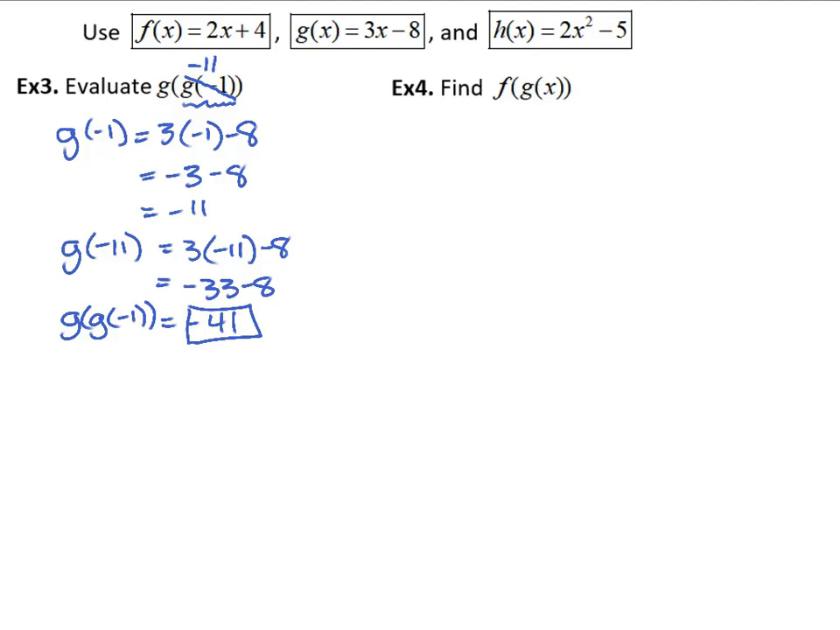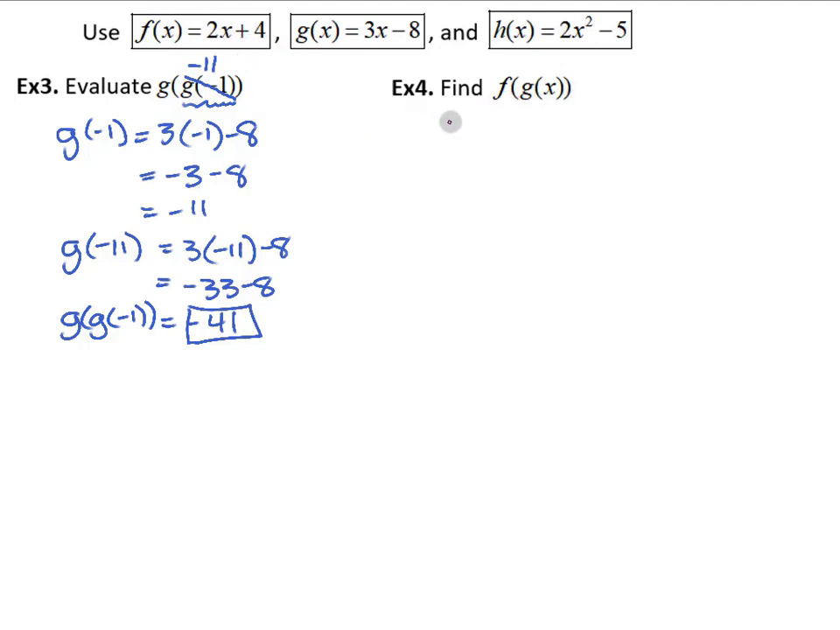Okay, let's do our next example. Find f of g of x. And you might notice this time they didn't give us a number to plug in. Instead, they've just given us the variable. So we're not going to evaluate. In fact, what we're going to do is plug one function into the other and simplify the expression. It's going to look like an expression like on the right of these.